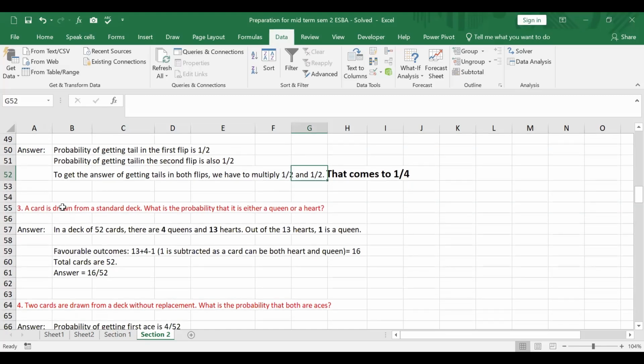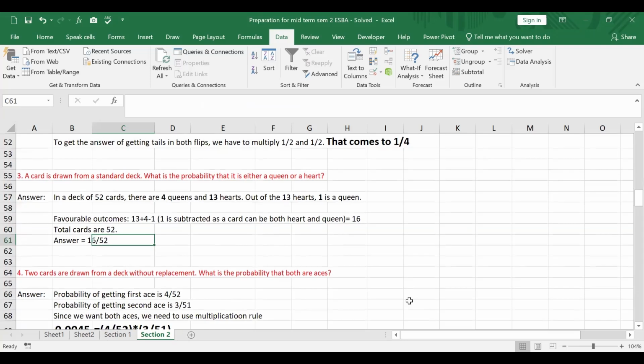A card is drawn from a standard deck. What is the probability that it is either a queen or a heart? The deck has 52 cards, and there are 4 queens and 13 hearts. Now, hearts also have a queen, so you can't count the queen in both places. So we have 4 plus 13, and because you are counting the queen in both places, 1 has to be subtracted. So 13 plus 4 minus 1 gives the favorable outcomes. Total cards 52, and therefore the answer is 16 by 52.